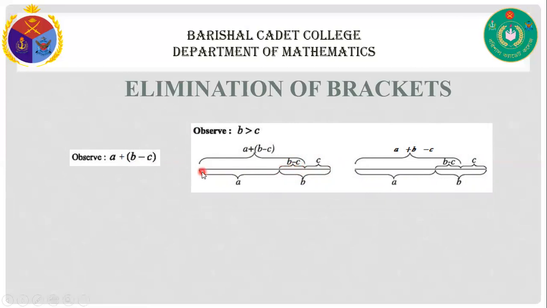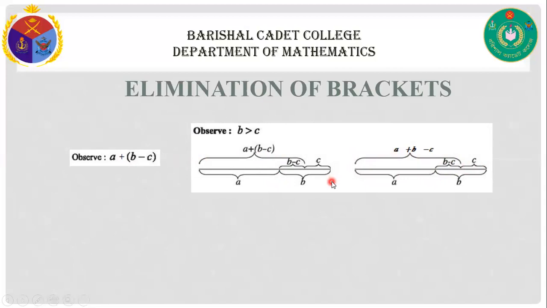And again, a is this part. So a plus b minus c is this part. From this picture, we see that a is this part, b is this part, and c is this part. So a and b together make a plus b, and minus c is this part. So a plus b minus c is this part.